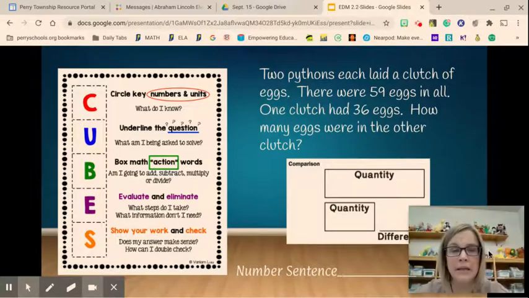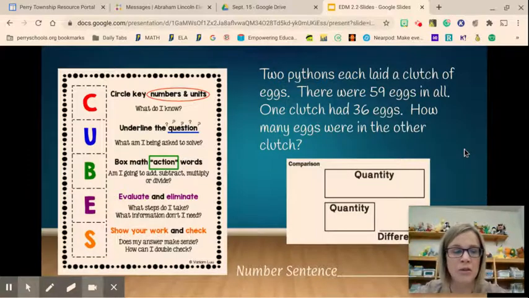first problem, and I'm going to use cubes because it is a number story, and I'm going to go through the steps. So 2 pythons each laid a clutch of eggs. A clutch is just basically a nest, so a group of eggs. There were 59 eggs in all. One clutch had 36 eggs. How many eggs were in the other clutch?